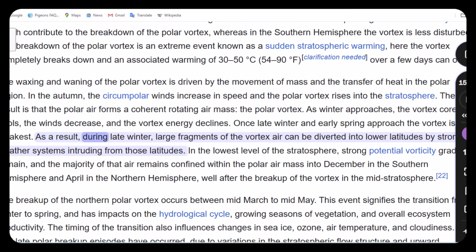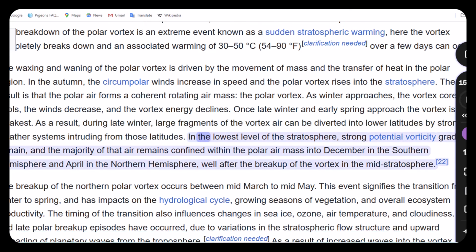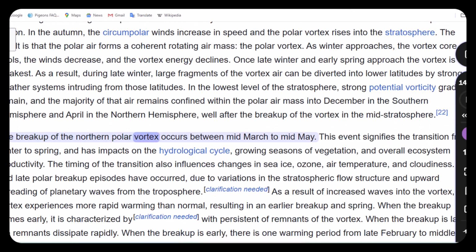As a result, during late winter, large fragments of the vortex air can be diverted into lower latitudes by stronger weather systems intruding from those latitudes. In the lowest level of the stratosphere, strong potential vorticity gradients remain, and the majority of that air remains confined within the polar air mass into December in the southern hemisphere and April in the northern hemisphere, well after the breakup of the vortex in the mid-stratosphere. The breakup of the northern polar vortex occurs between mid-March to mid-May.